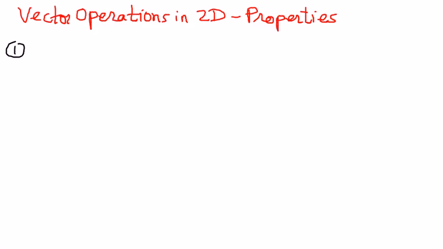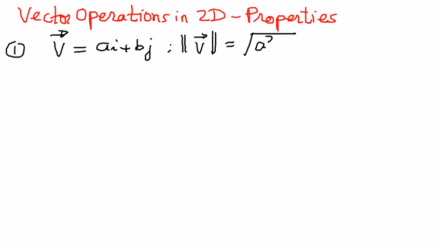Magnitude of a vector. The way to represent the magnitude of a vector is as follows. If V is a vector, and if we have AI plus BJ as the representation of that vector, then the magnitude of vector V is going to be equal to the square root of A squared plus B squared. Okay, that is how we can represent the magnitude of a vector.